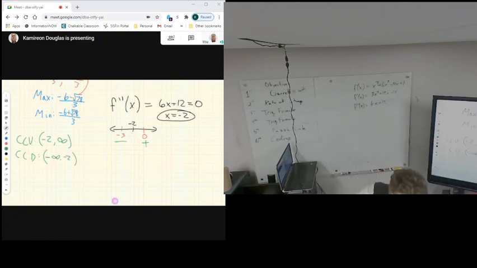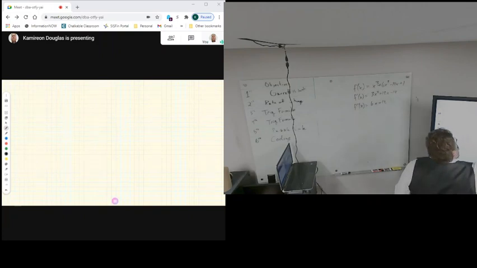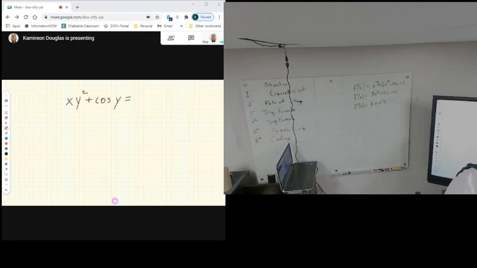Next piece, implicit differentiation. This is when I have a function where finding y manually is difficult or impossible. And so we take a derivative with respect to x of the y function implicitly. Here we go. Take a function like xy squared plus cosine y equals 3.